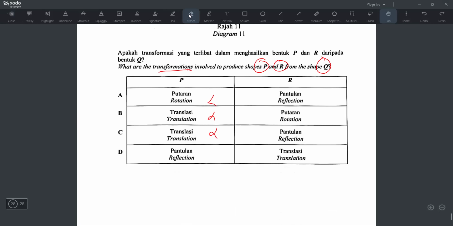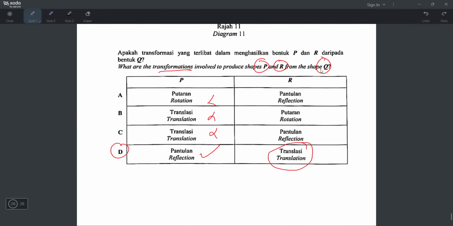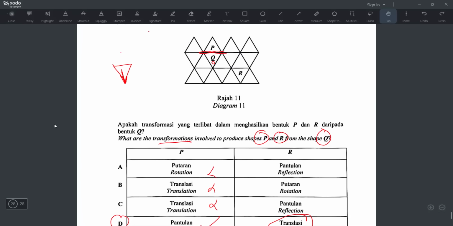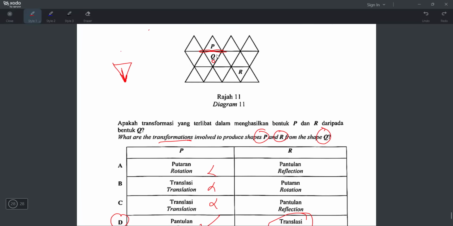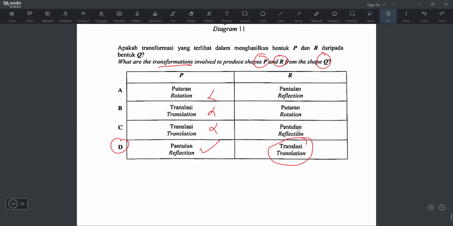So the answer is D. Reflection, right? Okay, let's check for this also. So from Q to R is translation. Is this true? So from Q to P, that's reflection, obviously. And then from Q to R, yeah, this one is translation, because as you see they both have the same orientation. You see the sharp point pointing down, pointing down. So this is translation. You move right and then you move down, you end up with this, right? Yeah, the rest all cannot. Reflection, rotation, yeah, all wrong. So D is the answer.